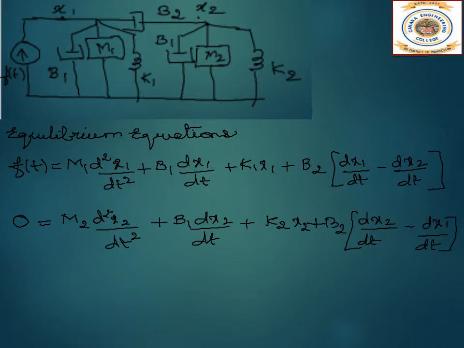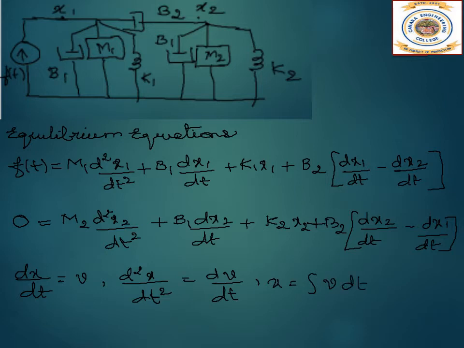Now let us see what we have to do. Substitute for dx by dt: we need to substitute it as the velocity v, and if we have d square x by dt square, it will become dv by dt, and if we have only x, it will become integral v dt. These things we have to substitute now. Here v is velocity, remember that. Now we'll substitute it in the above two equations.